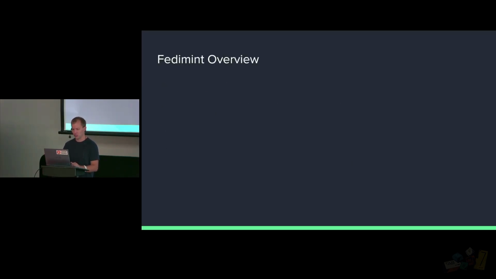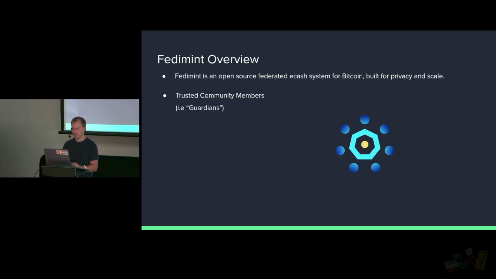So let's get started. If you haven't heard of Fedimint before, Fedimint is an open source federated eCash system for Bitcoin, built for privacy and scale. There are different entities in Fedimint. The first entity is the trusted community members, or the guardians. The guardians are the ones that are actually running the federation, and each one of them has a private key to a multisig that actually holds the Bitcoin. There are also users, or we sometimes call them clients. Users interact with the federation to peg in and peg out and do eCash transactions.